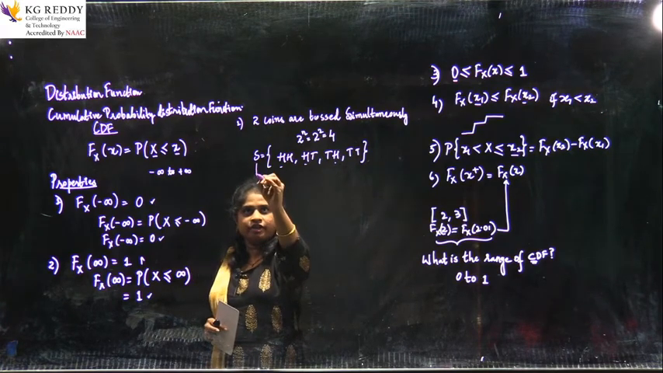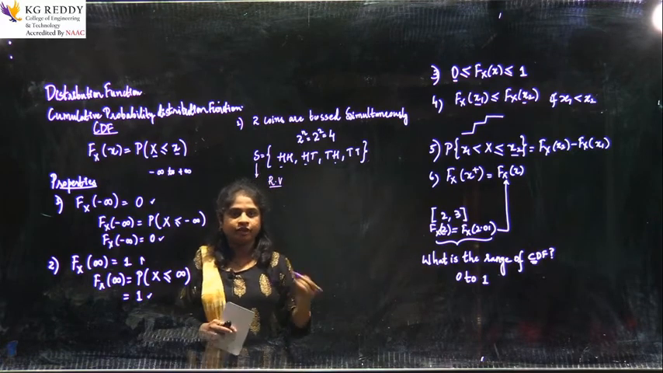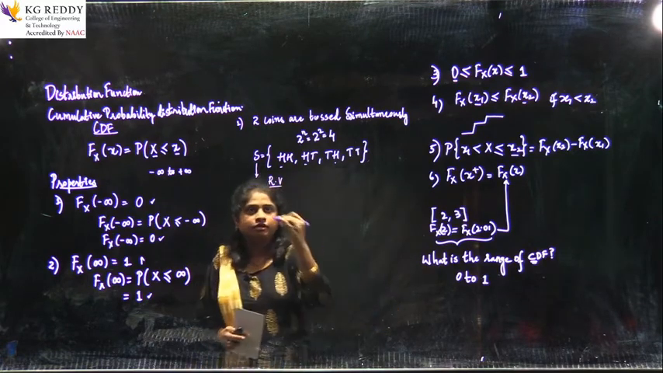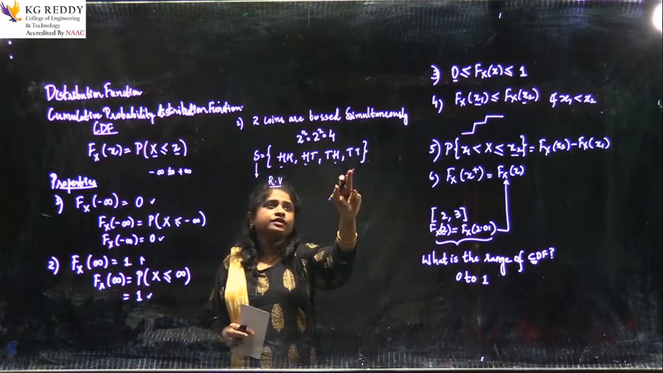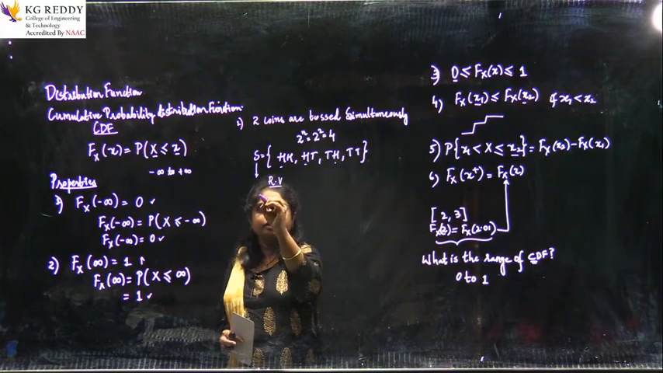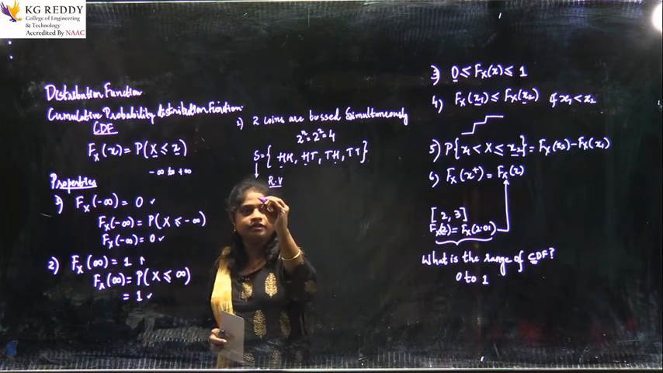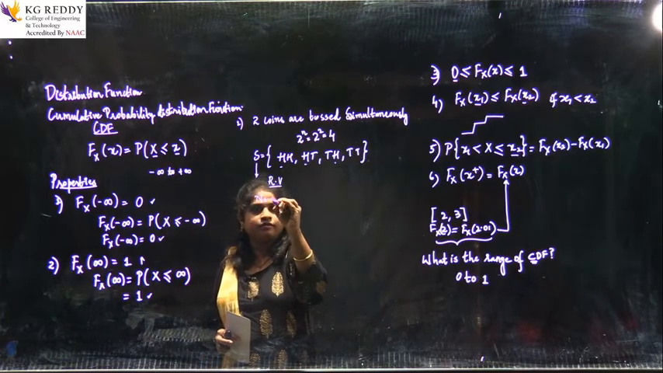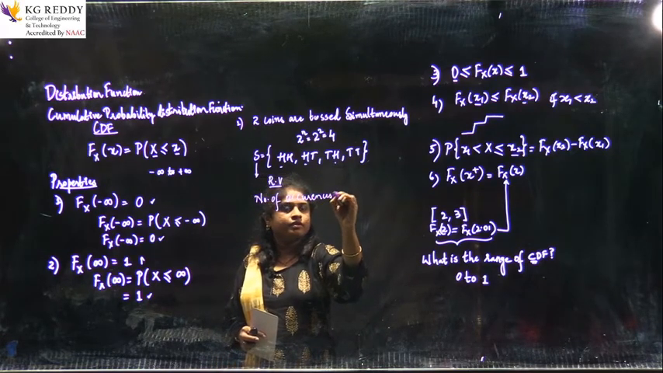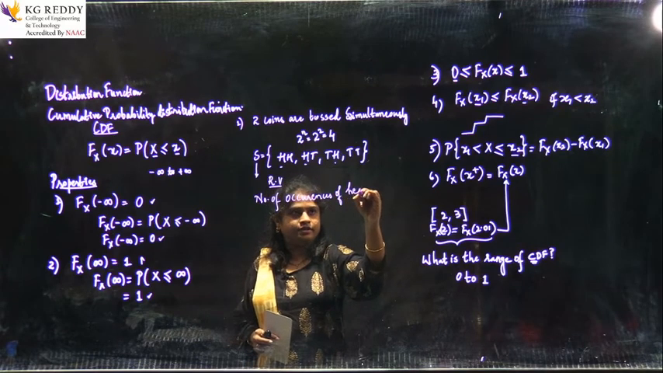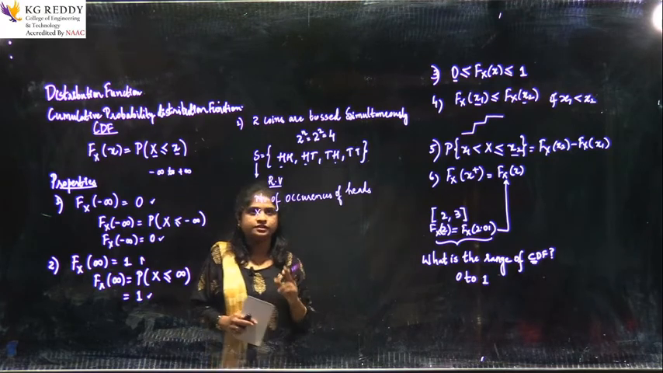That is why I am converting this into a random variable. If you do not know about the random variable, you can just go and check the previous video. So, I am going to define the random variable here. How will I define it? Anything you can define. I am defining the random variable as the number of occurrences of heads.